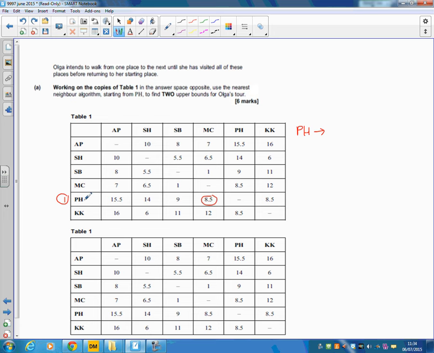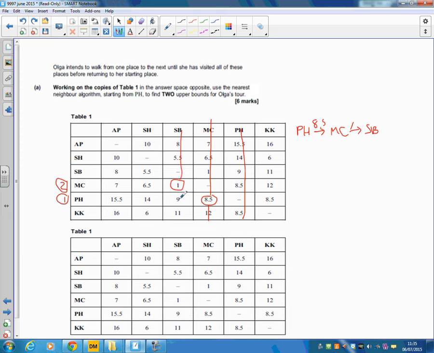So I'm at PH, and I've chosen to go to MC. So I don't want to go back from MC to PH. I've gone to MC second, so I'll put a 2 here, and I'll draw my tour. It's taken 8.5. Now, with nearest neighbour, you have to go from the previous one you got to. So I'm now at MC, and I want to go to the nearest one to MC, which is going to be SB, and that's going to be done in 1.